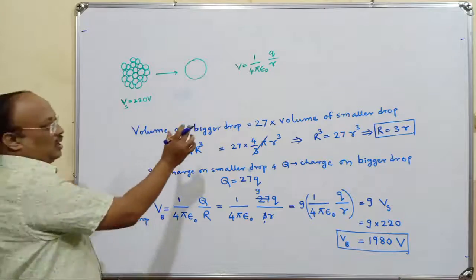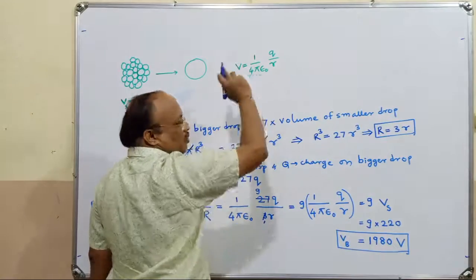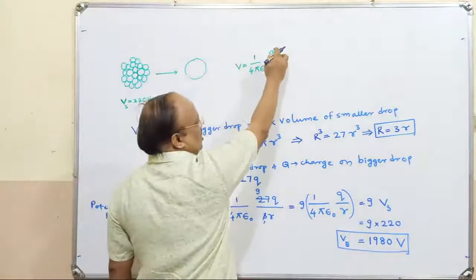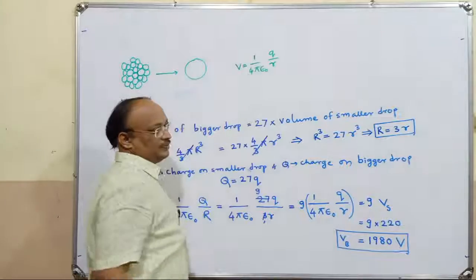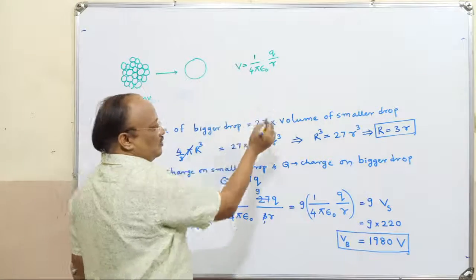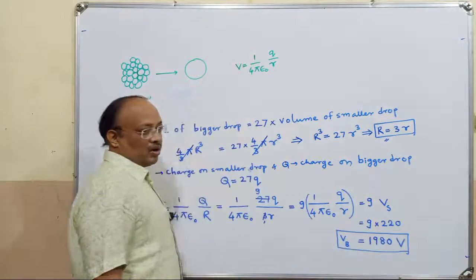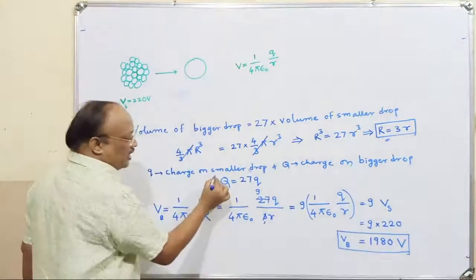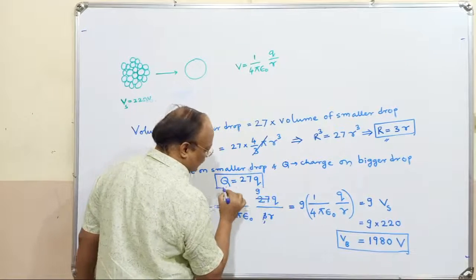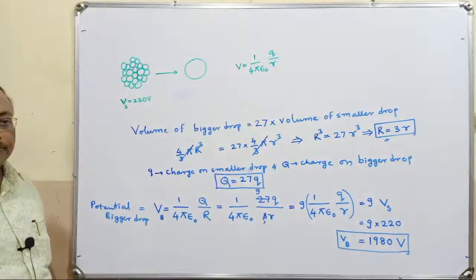So this is our formula for the electric potential: 1 by 4 pi epsilon, q by r. So what have we found? First, we have found the radius of the bigger drop. And what is the charge of the bigger drop? Charge of the bigger drop.